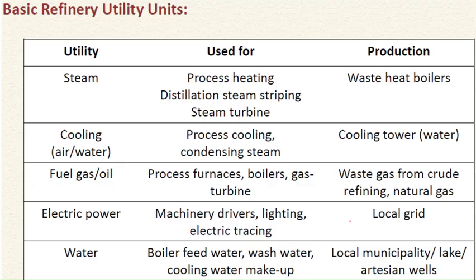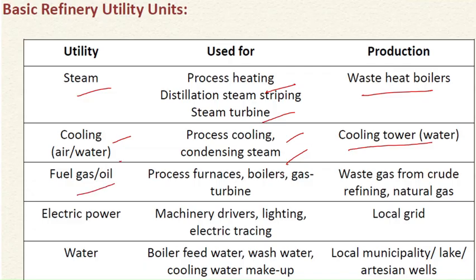Now, basic refinery utility requirement. Steam is produced in boilers and it is used in various stripping units, steam turbines, process heat, distillation, etc. The cooling air or water is produced in the cooling tower and it is used for cooling purposes and the condensation of the steam.